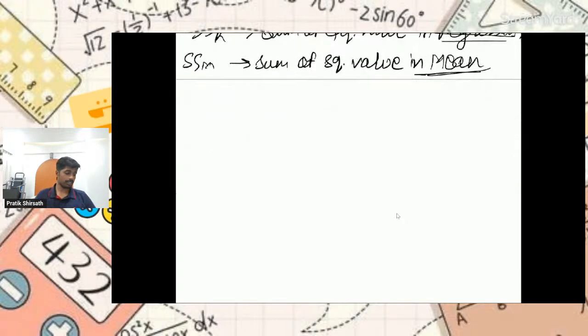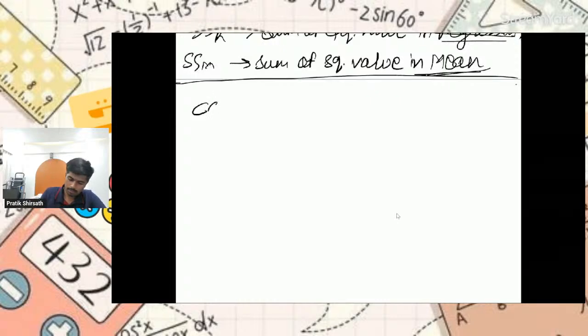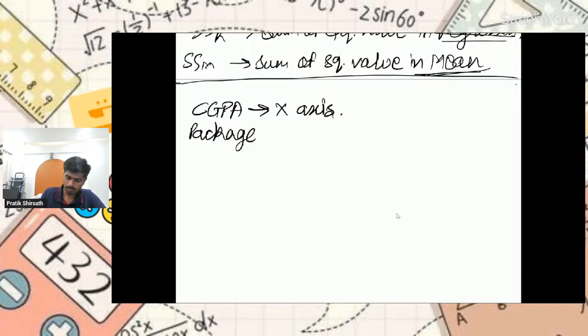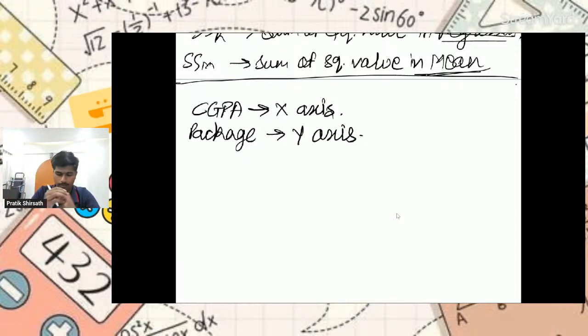Okay, for this let us understand an example. Let me take an example of CGPA. CGPA is plotted on the x-axis, and the package is plotted on the y-axis. These two depend upon each other. The higher the CGPA, the higher the package. Traditional method, but yeah, let's forget about that. Now let us consider that we do not have the CGPA axis. CGPA axis is not there for now. All I have is the package.